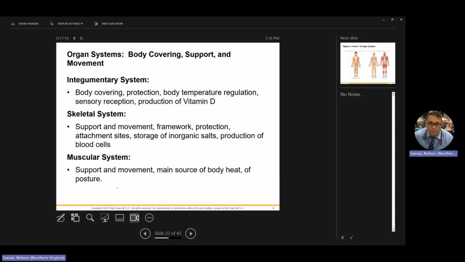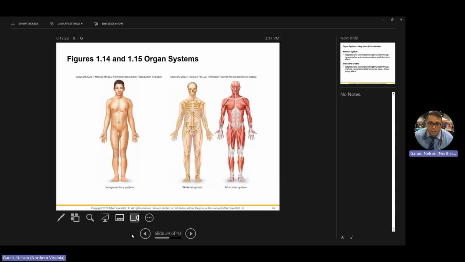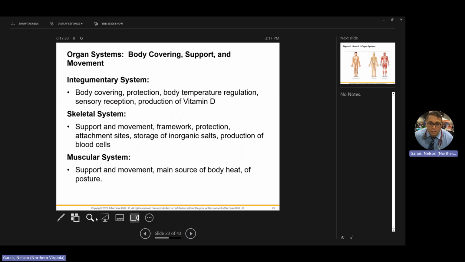Skeletal and muscular system, I want you to think movement, protection. But with the skeletal system, add hematopoiesis, which is the production of blood cells. Let's write that word down. It's a 25-cent word. That's a little bit important at this juncture. So the production of red blood cells, that term is called hematopoiesis.